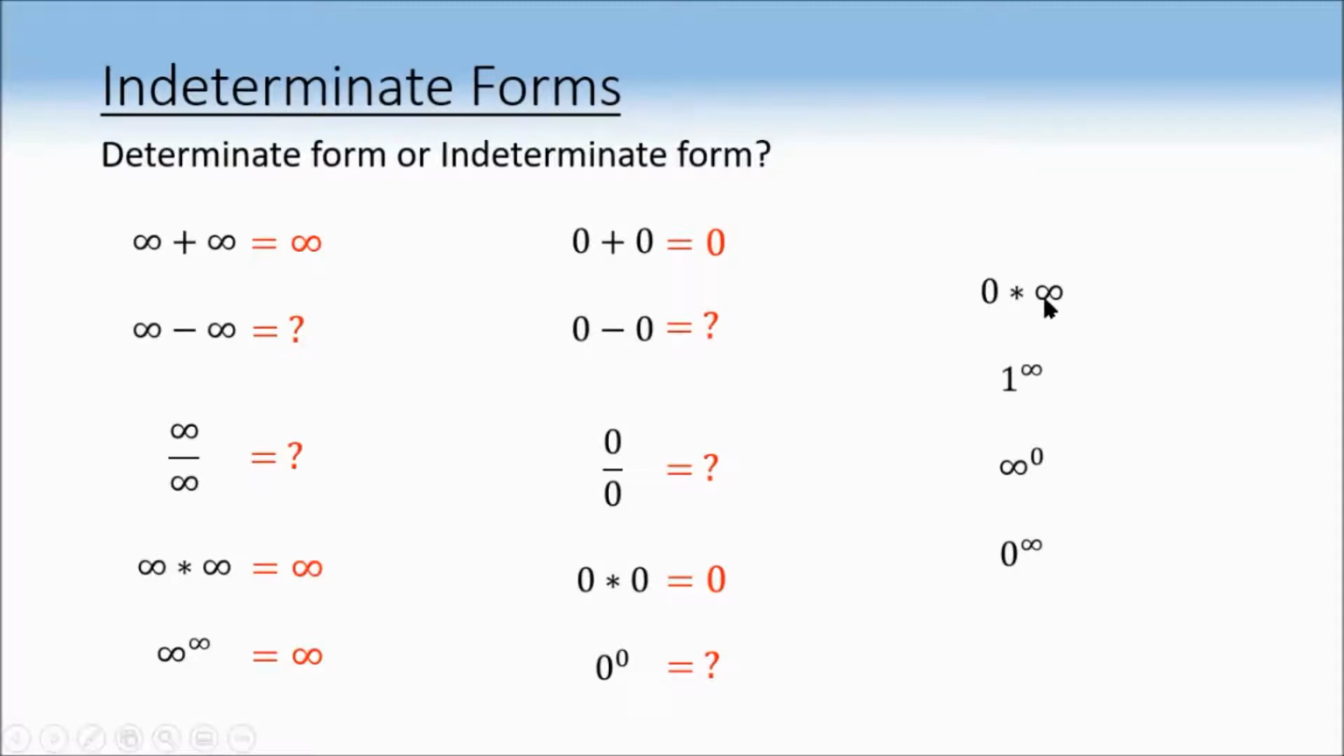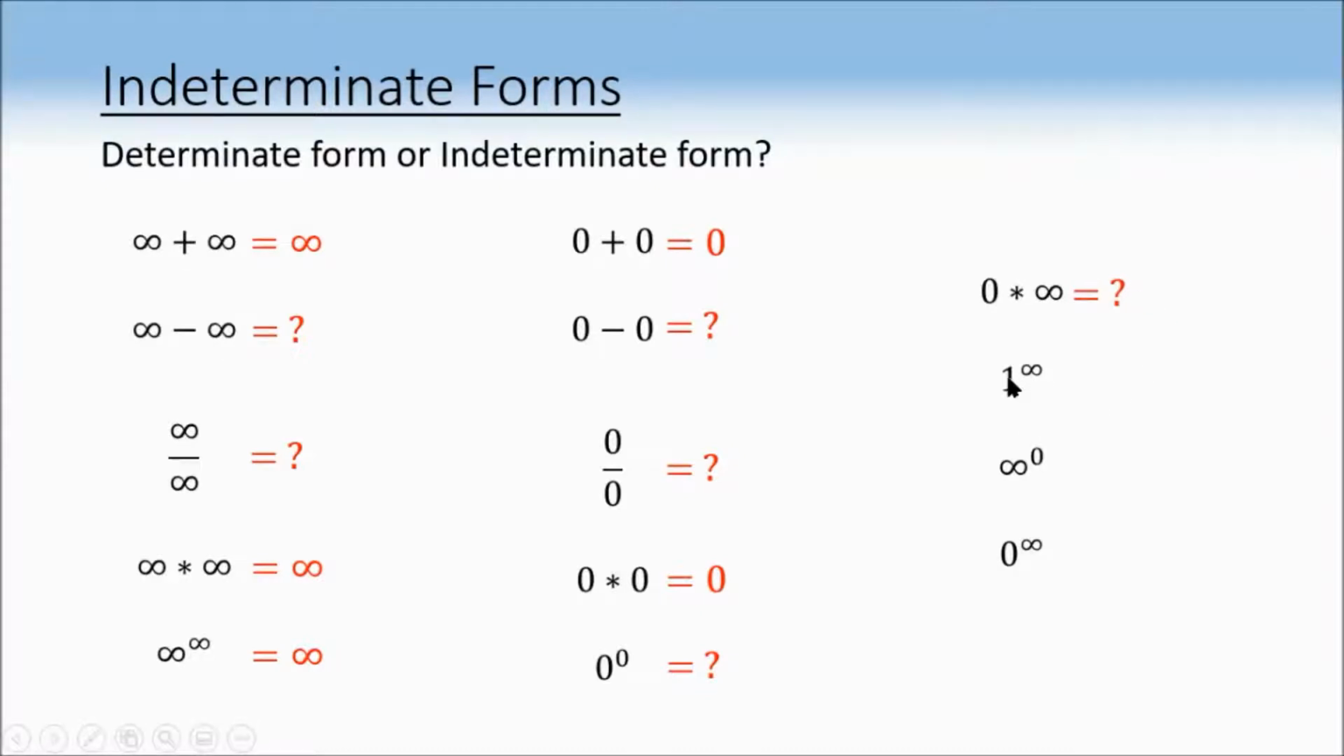0 times infinity. Well, if you multiply by 0, that is, if you multiply by small numbers, that makes things smaller. But if we multiply by big numbers, that makes things bigger. So which is it? We making it smaller? We making it bigger? It depends. It depends on which one is either too small or too big. So that's indeterminate.